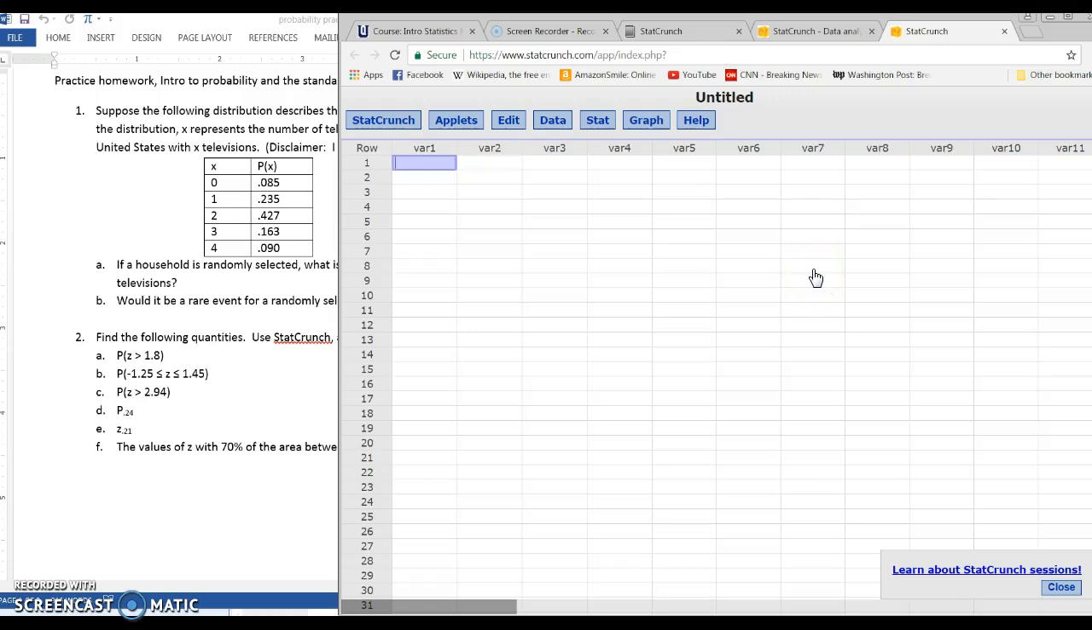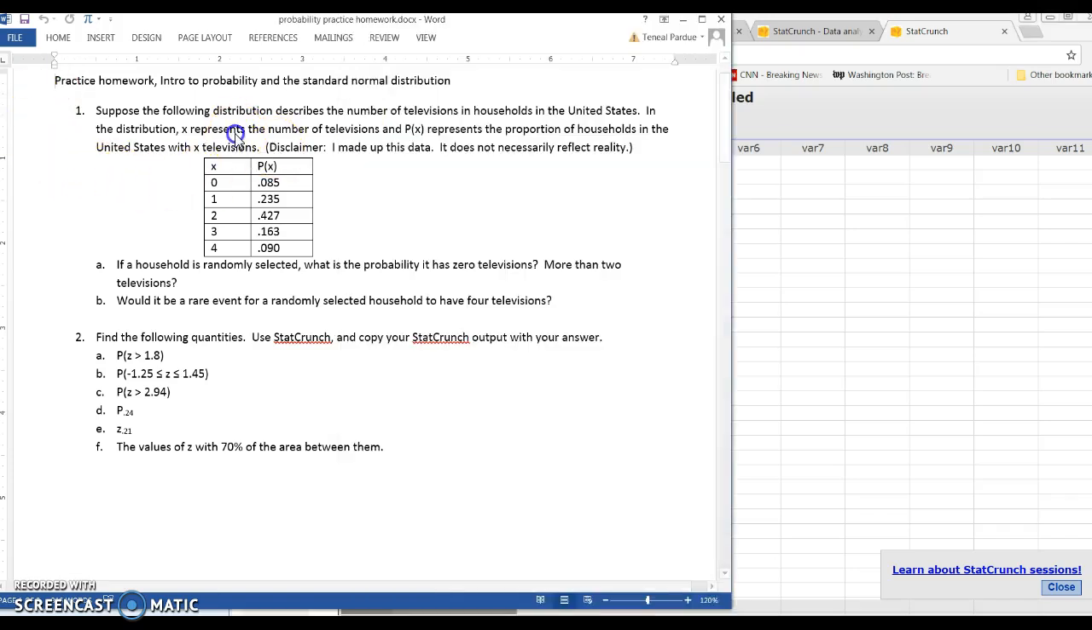Hi, so this is just to walk you through the answers to the practice homework for this week. Okay, so the first problem is a discrete probability problem. So all you have to do is read the probabilities off the table.